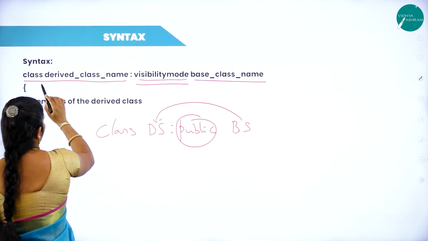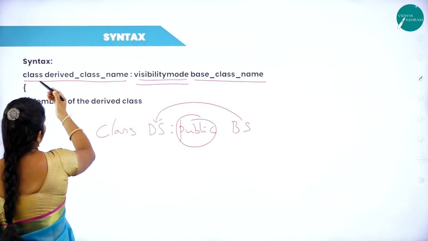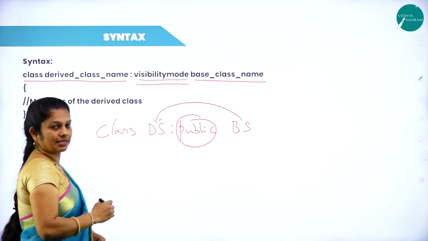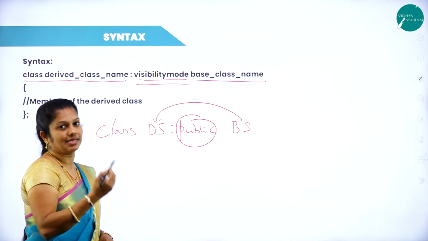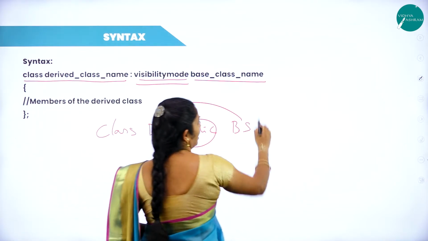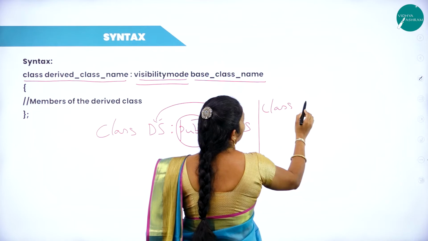That means first you have to write the keyword class, then the derived class name, then colon, visibility mode, and then the base class. For example, I want to create a class son. Before writing son, I have to first write the father class. First class, here father.